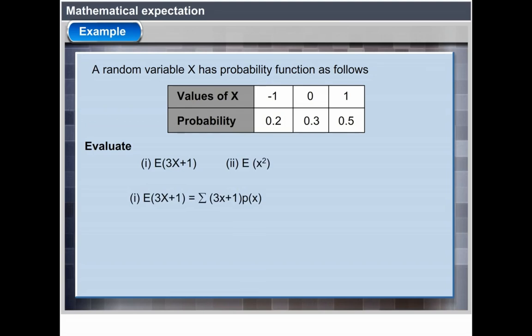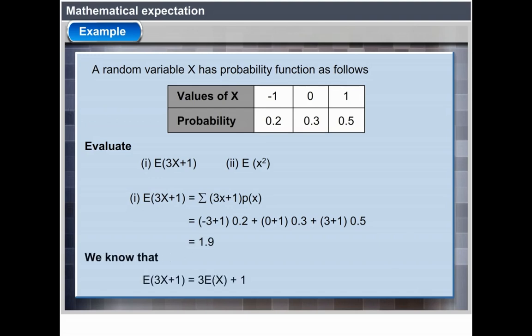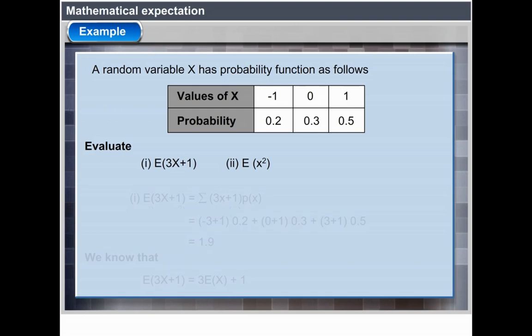Solution for subdivision 1. Expectation of 3X plus 1 equal to summation of 3x plus 1 into p of x, equal to minus 3 plus 1 into 0.2 plus 0 plus 1 into 0.3 plus 3 plus 1 into 0.5. After solving this, we get the value 1.9. We know that expectation of 3X plus 1 equal to 3 into expectation of X plus 1.